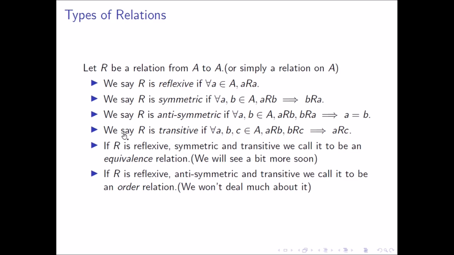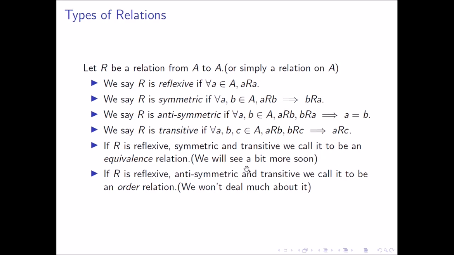So we say that R is transitive if for all a, b, c belonging to A, aRb and bRc implies aRc. So basically this middle b thing goes away and aRc remains. Okay. Now if R is reflexive, symmetric and transitive, we call it an equivalence relation.